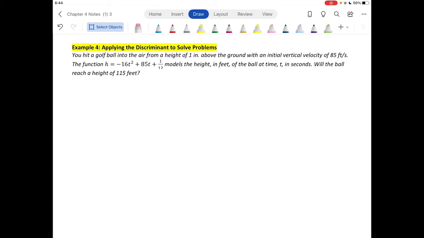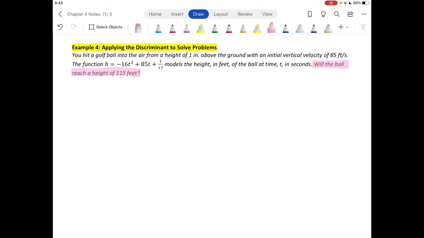We need to start by identifying our known information. It gives us the starting height of the ball as well as its velocity, but if we look at the equation, h represents the height and t represents the time. Neither of those values are important to solving the problem. We want to know, will the ball reach a height of 115 feet? Now notice it's not asking us to solve the actual problem. We just want to know if it will reach this height. That means all we need to do is find the discriminant instead of using the entire quadratic formula.